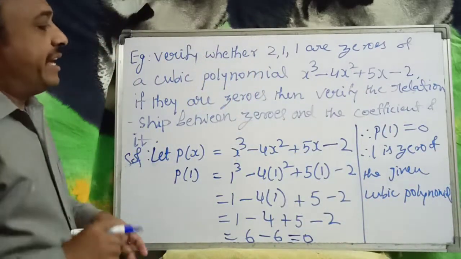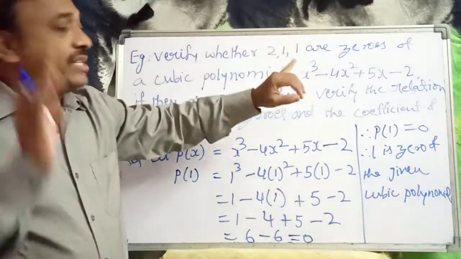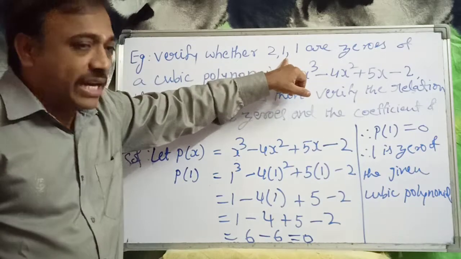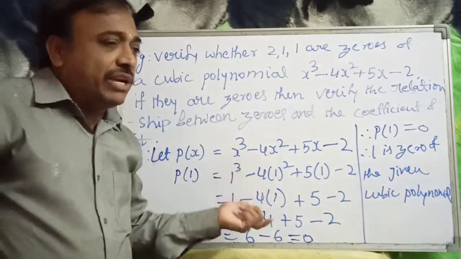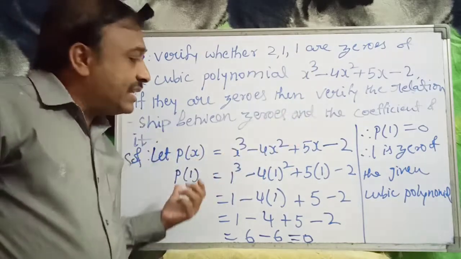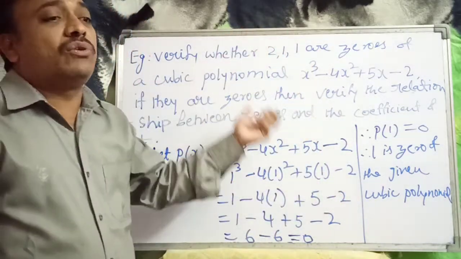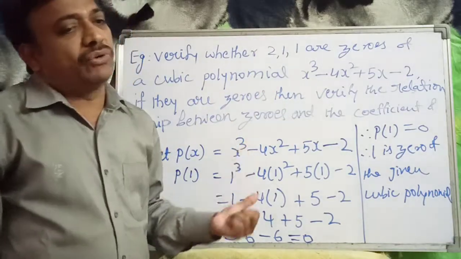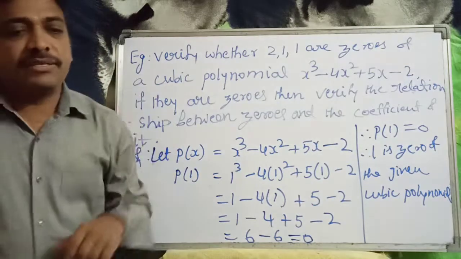Observe it. Here 1 is the 0 of the given polynomial. Now we have 3 zeros actually. One is 2, another one is 1 that we substituted. Now we have one more 1. Even this also will give, because 1 and 1 both are equal. This also will be the 0. That means given values are zeros of the polynomial. Now we have to verify the relationship between the zeros and the coefficients.